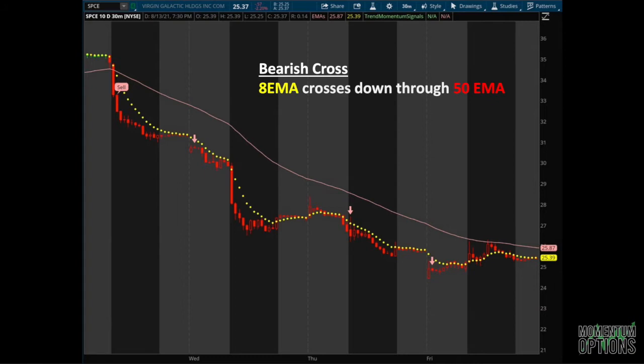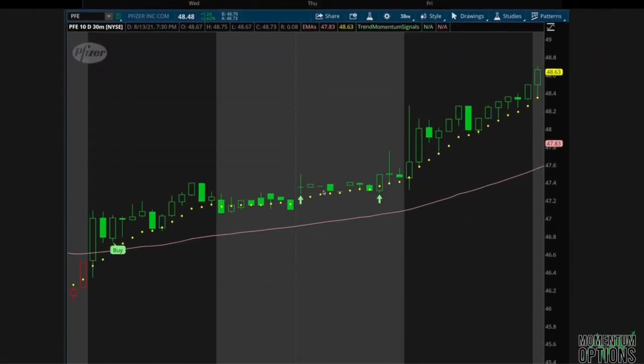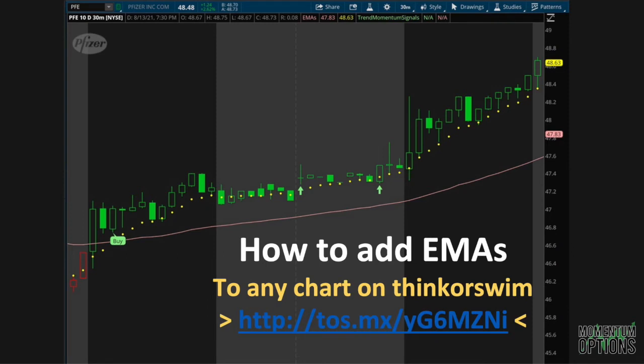And you can also see our 8 and 50 moving average on our charts here, noted by the yellow dotted line and pink solid line. So how can we add these EMAs to our charts? I've made a simple study that you guys can add. There's a link below this video or right here on your screen right now.